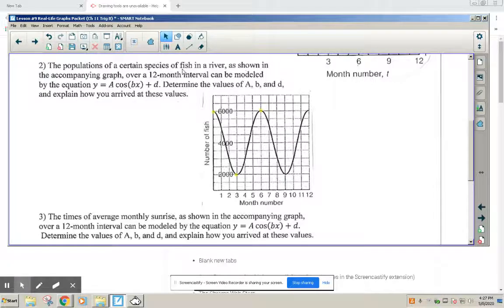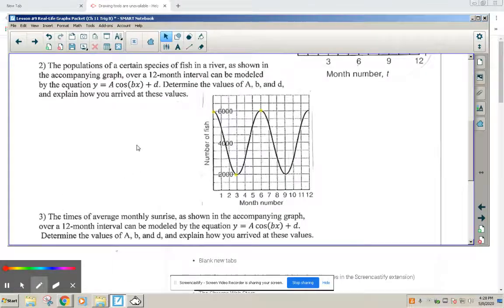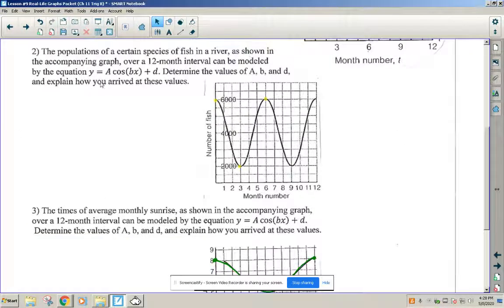The populations of certain species of fish in a river, as shown in the accompanying diagram over a 12-month interval, can be modeled by the equation y equals a cosine bx plus d. Now, the thing I need you to notice is that you have the a for amplitude, and we have the b, which is for the frequency, and then we have the d, which would be our midline shift.